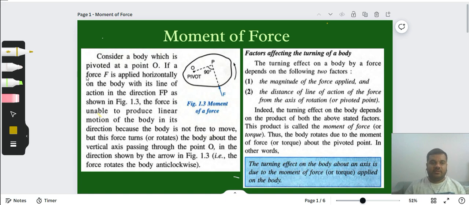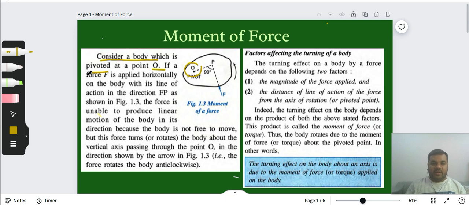In this topic we'll discuss a term, moment of a force. Consider a body. Here one body is there, it is irregular in shape, which is pivoted at point O. This body is irregular in shape, and the body is pivoted at point O.